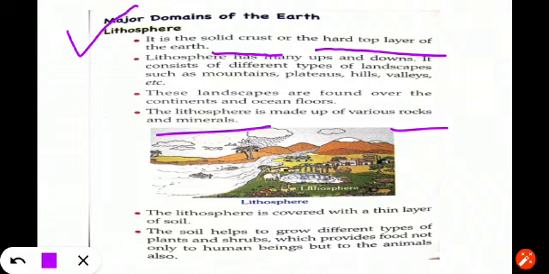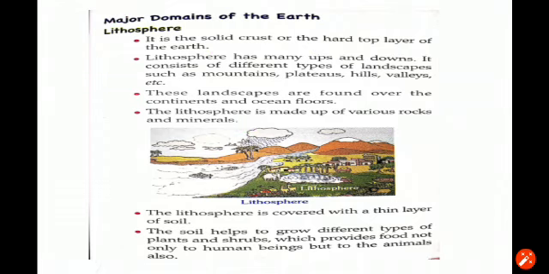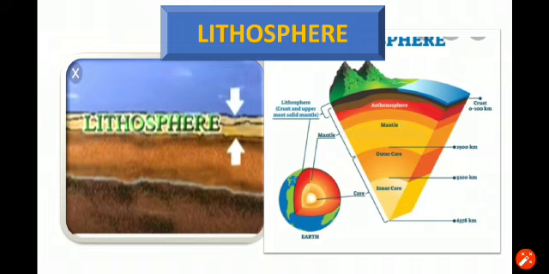The lithosphere is covered with a thin layer of soil, and this soil helps to grow different types of plants and shrubs, which provide food not only to human beings but to the animals also. Now you can see the picture. The solid crust or hard top layer of the earth. This is the picture of lithosphere.